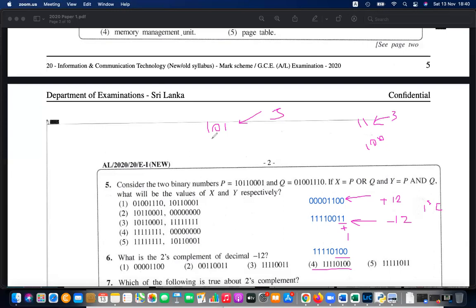So let's say you add 11 to this. 101 is 5. 11 means 3. 3 plus 5 is 8. 8 means 1000. That's how you add. Try to calculate using your brain. This is 101, the last digit.